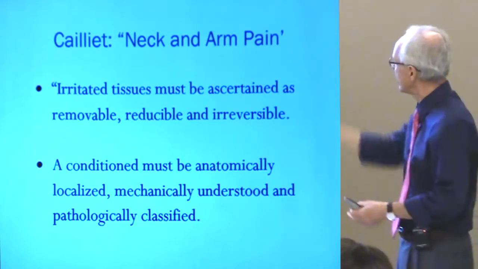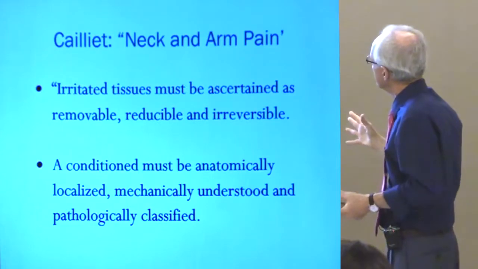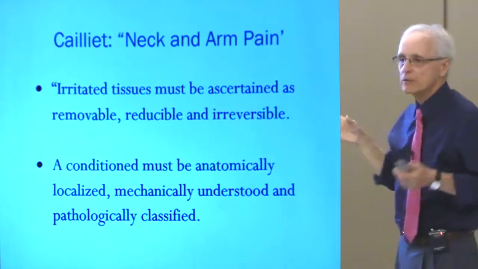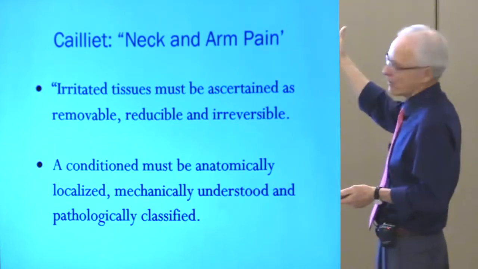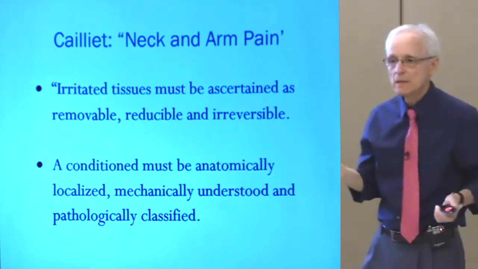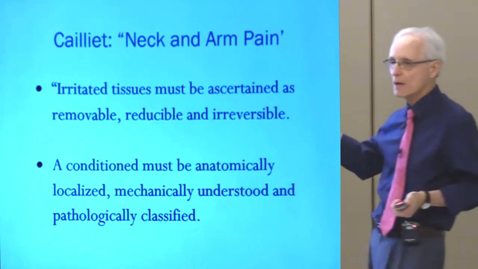You have to be able to tell a person, we're going to get it really good for you. Reducible, we can certainly reduce the dysfunction and reduce the pain. Irreversible, we can't help you. Okay, which one do you think is most popular? And I think there's one that's very outstanding.